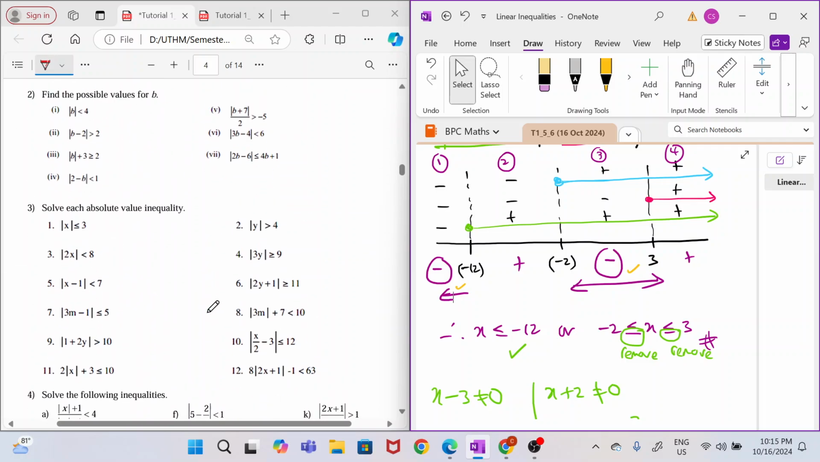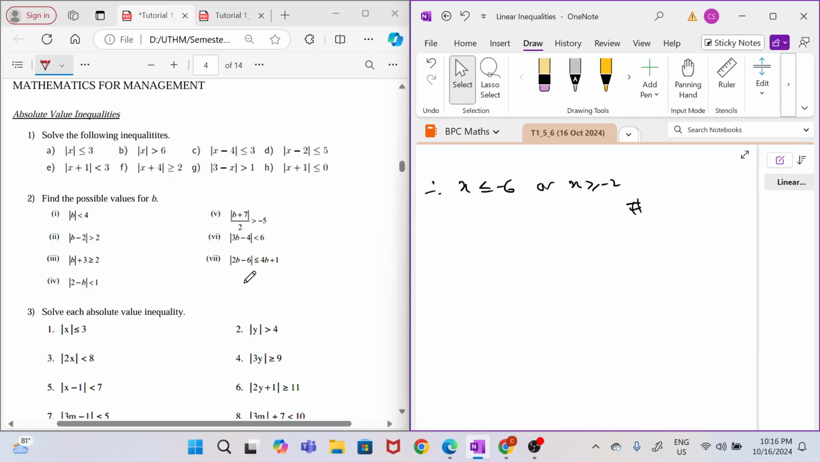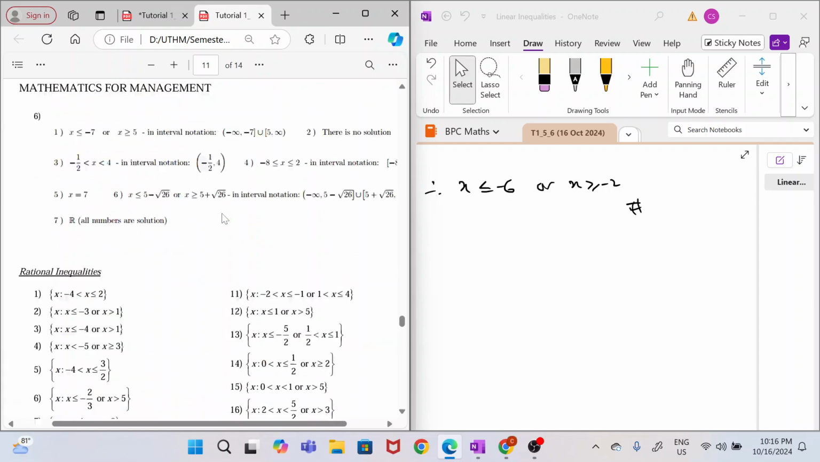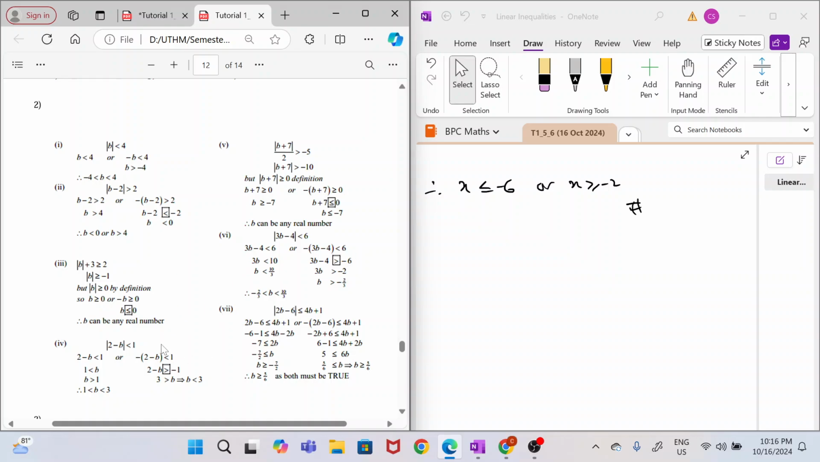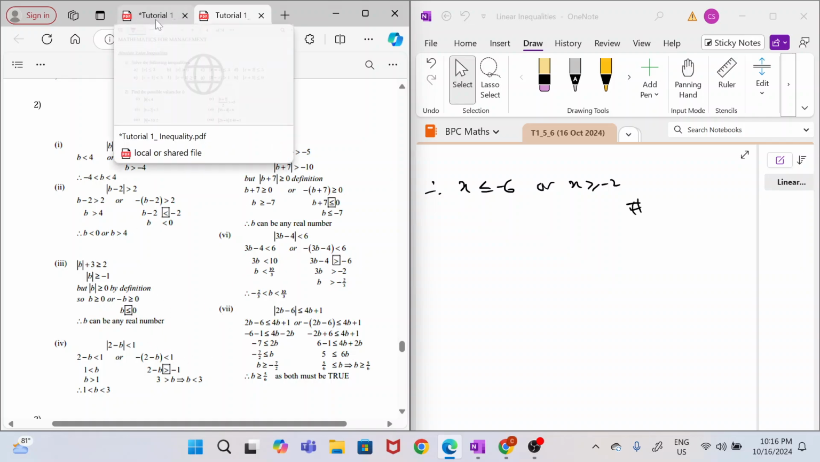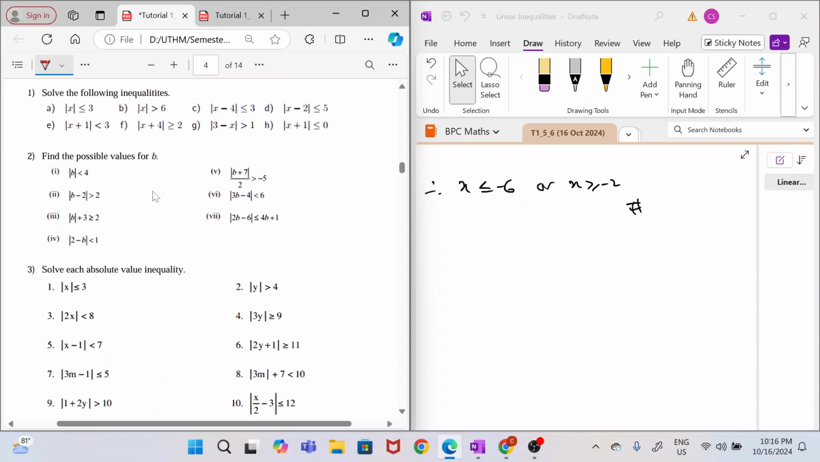Okay, now we move on to the next one. Absolute value here, we have done this one. And for number 2, I suppose I have given full answer here. Number 2, you can refer. I have given full working here, so you can find all these things. And number 3, I give you a hint, number 3 is still easy. Number 3 is like number 1 here, still easy.